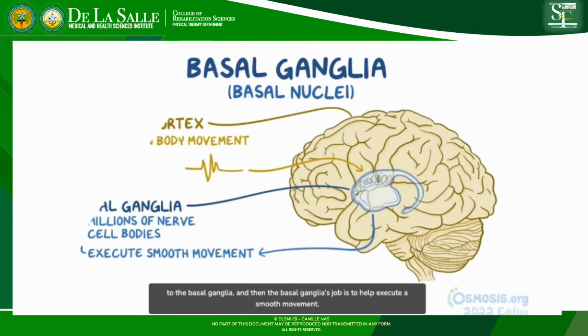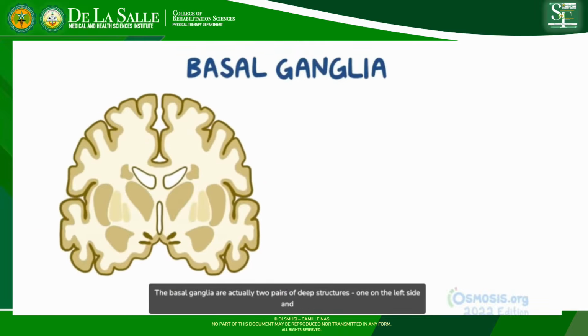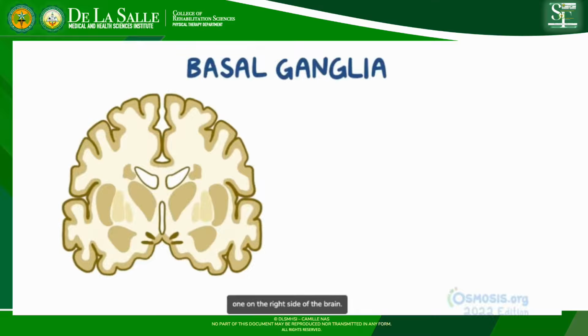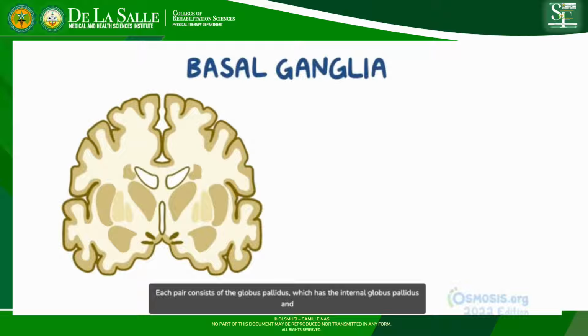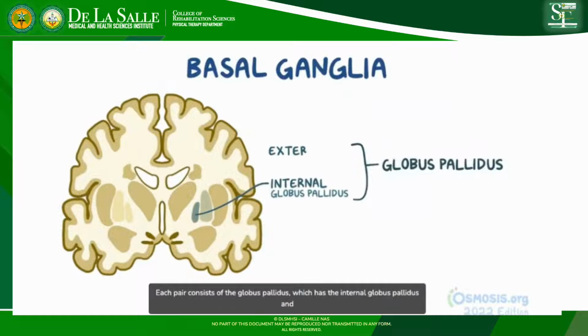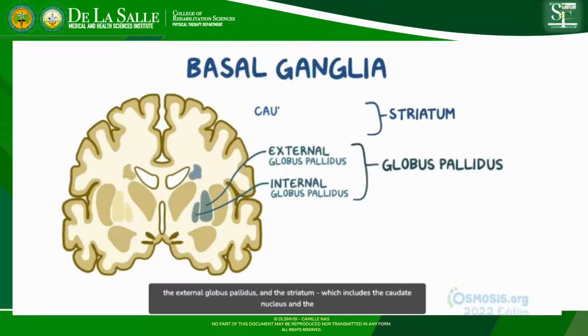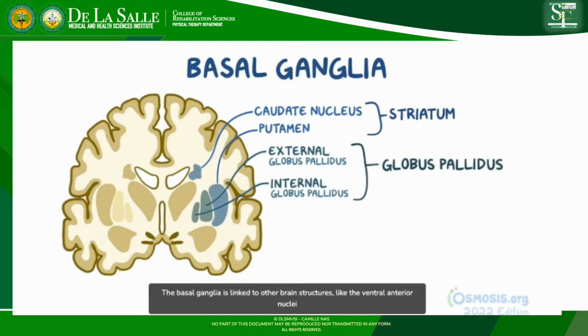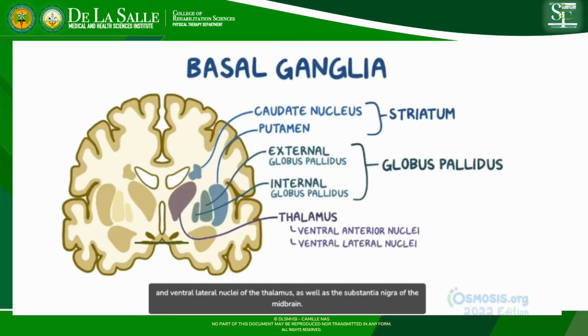The basal ganglia are actually two pairs of deep structures, one on the left side and one on the right side of the brain. Each pair consists of the globus pallidus, which has the internal globus pallidus and the external globus pallidus, as well as the striatum, which includes the caudate nucleus and the putamen. The basal ganglia is linked to other brain structures, like the ventral anterior nuclei and the ventral lateral nuclei of the thalamus, as well as the substantia nigra of the midbrain.